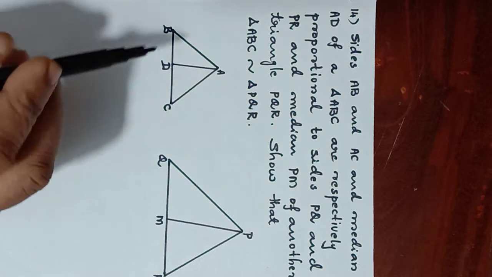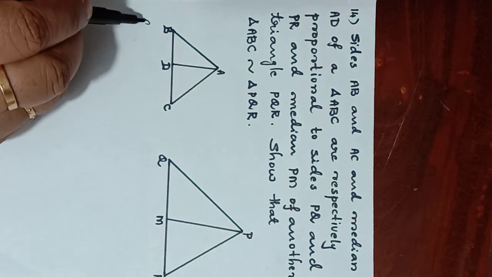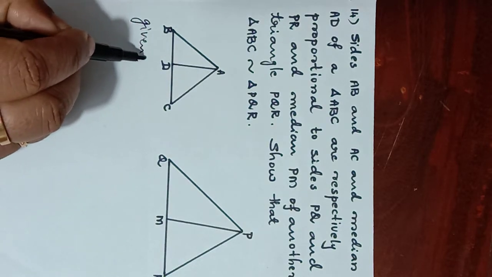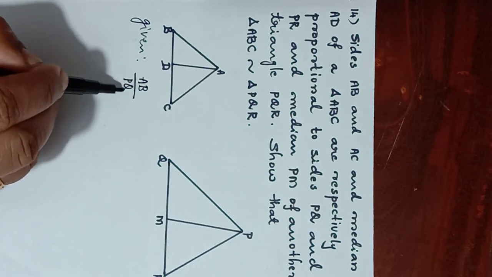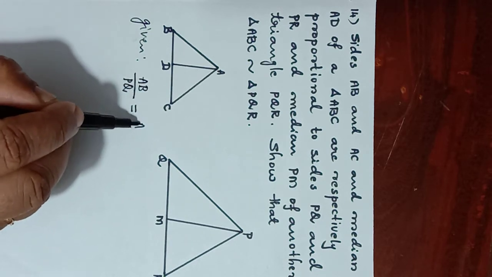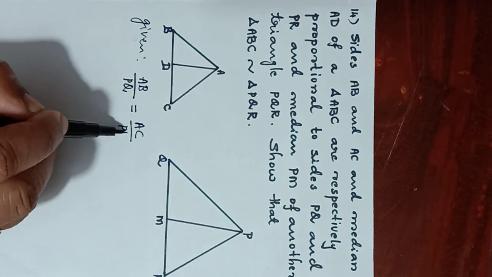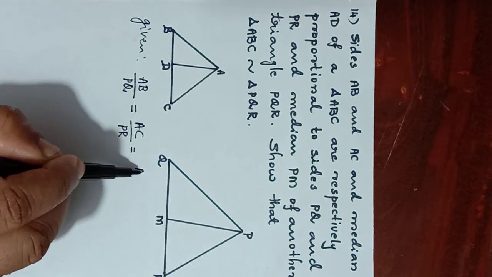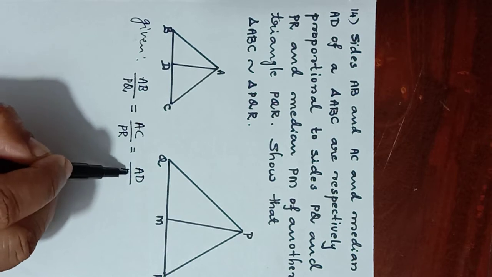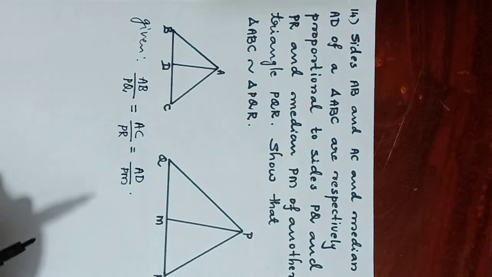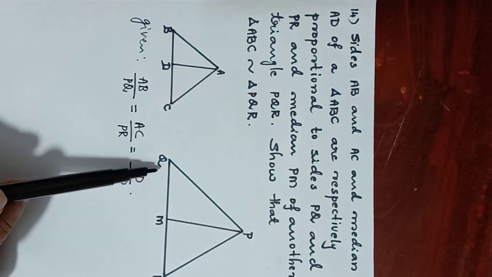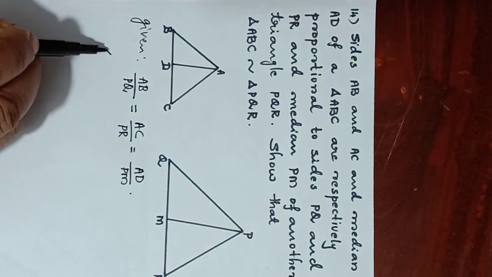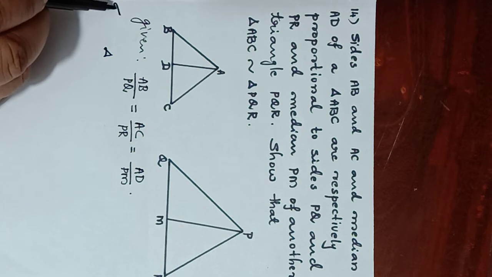So what is given? Let us write. We are given AB by PQ equal to AC by PR, that is equal to AD by PM. We have to prove that triangle ABC is similar to triangle PQR. Triangle to prove.